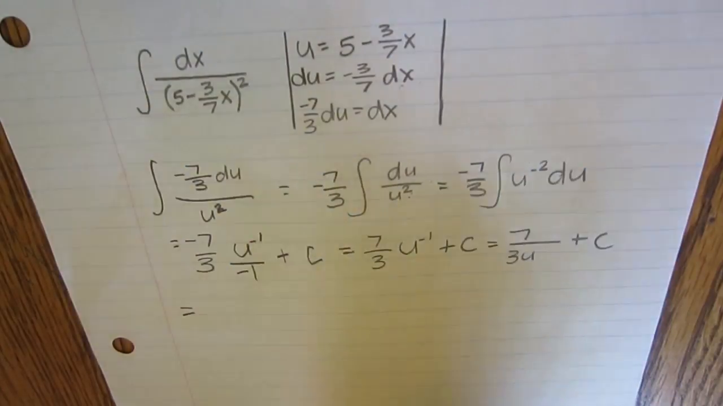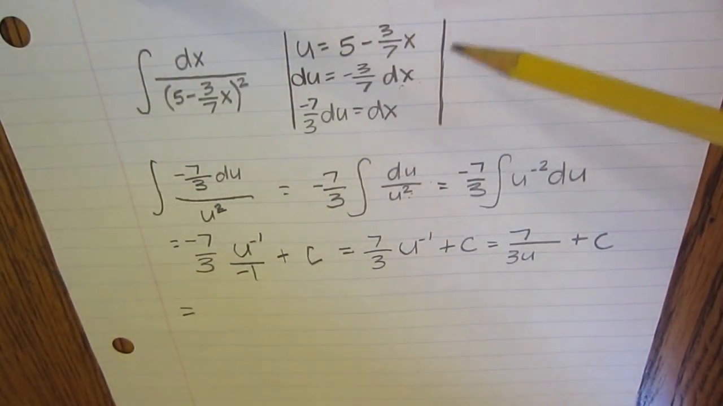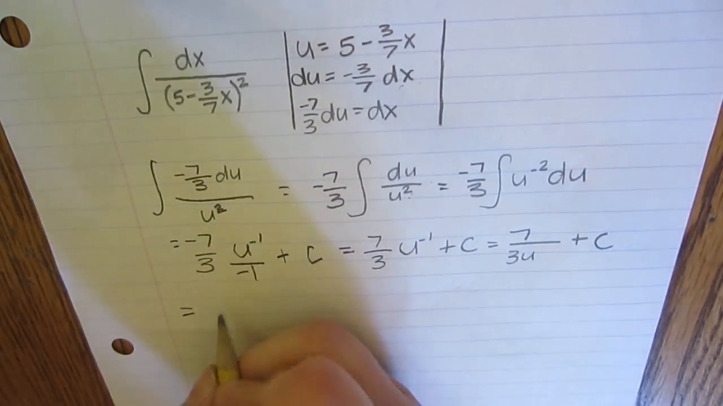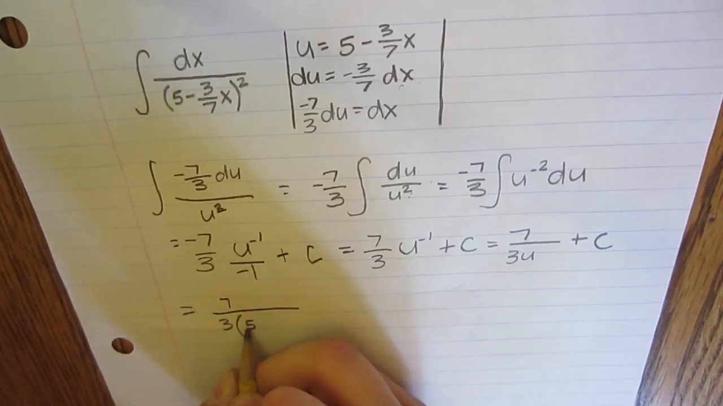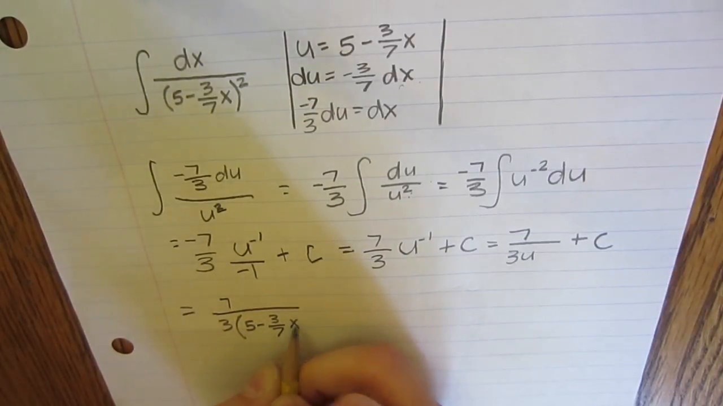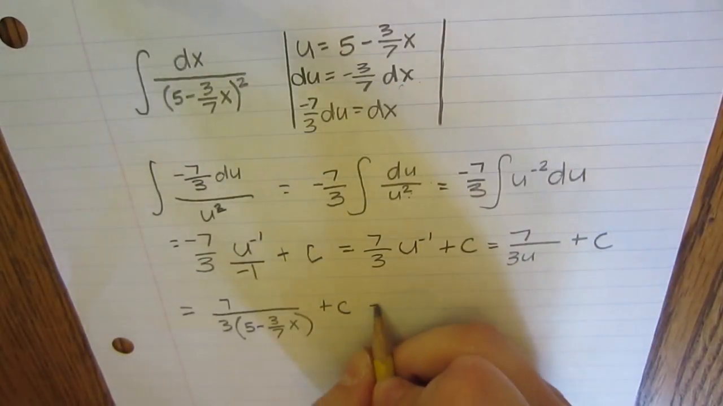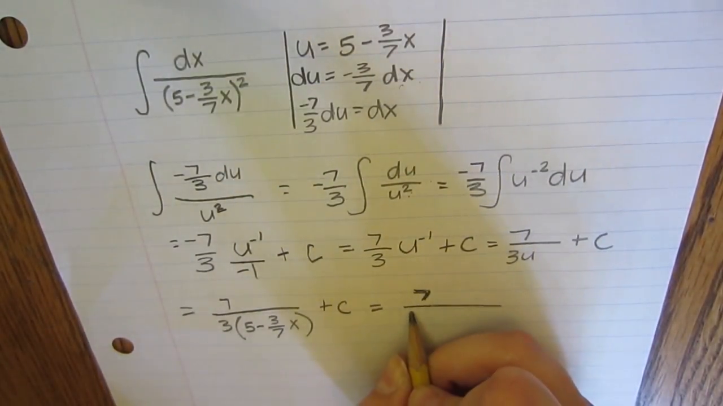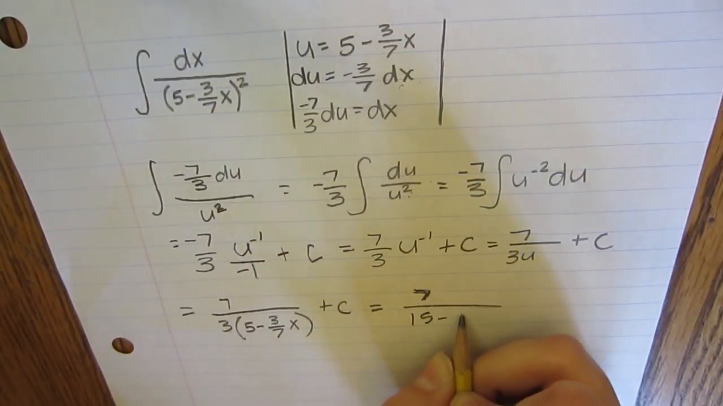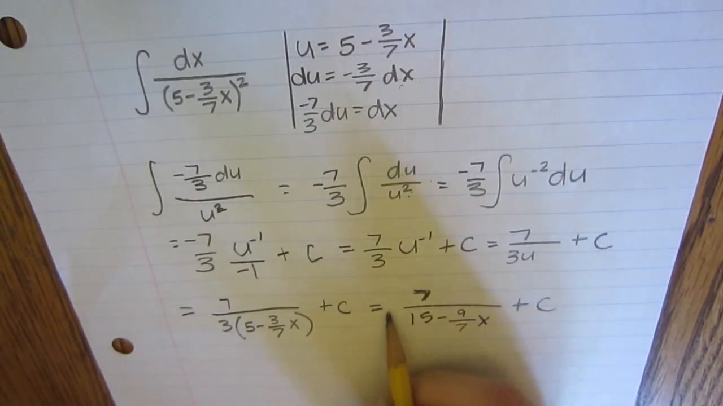And then you can substitute, since up here u equals 5 minus 3 over 7x, you can plug that in for u over here, which will be 7 over 3 times (5 minus 3 over 7x) plus c. And we can redistribute this 3 on the bottom, which will be 15 minus 9 over 7x plus c, and that is your answer.